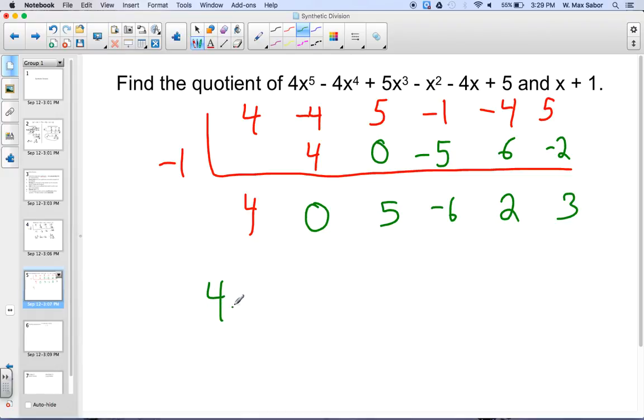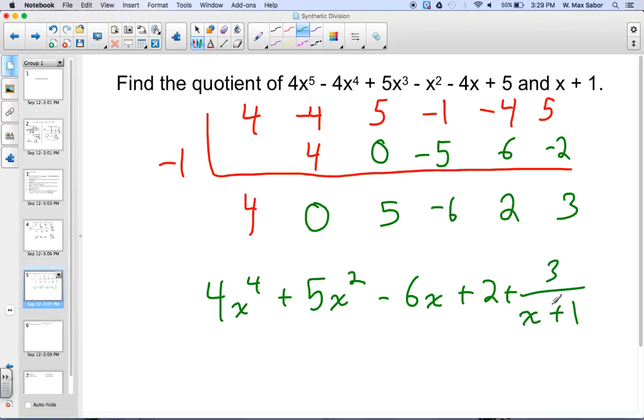So now we have 4x to the 4th. There's no term here, so we can just skip over to the x squared term. So there's 0x cubed, minus 6x plus 2 plus 3 over x plus 1.